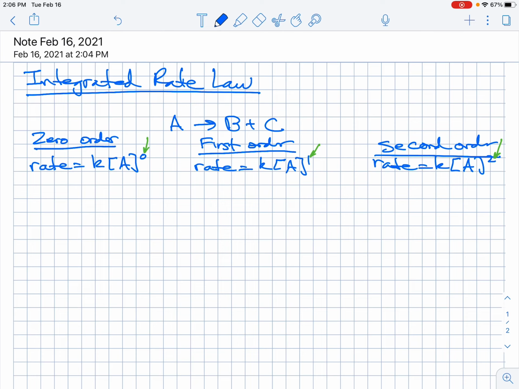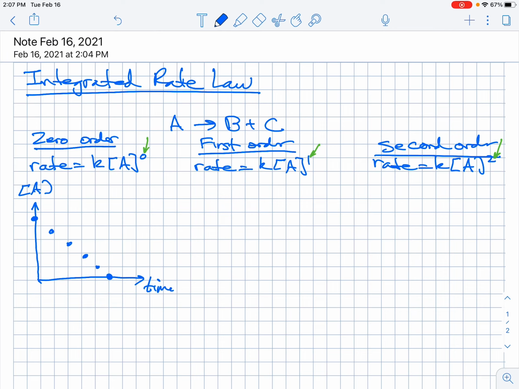We can come at those in a number of ways, but one of the best ways is to imagine doing an experiment in which you were collecting data and graphing the concentration of the reactant versus time. If the reaction happens to be zero order, you'll find that this will go down in a linear fashion, a straight line, until it reaches zero. So that's for a zero order reaction. The concentration versus time will give you a straight line.